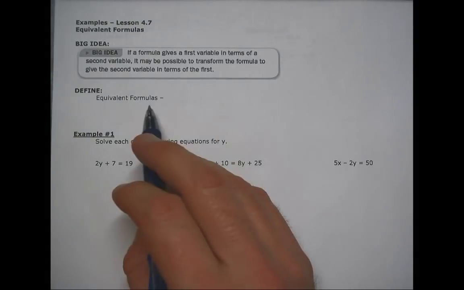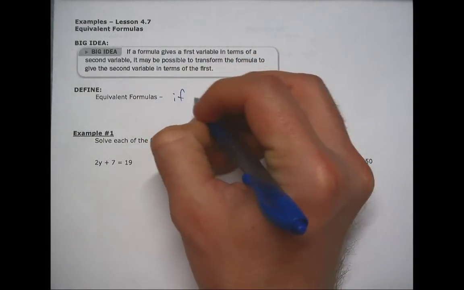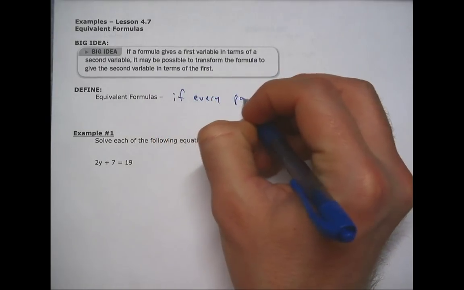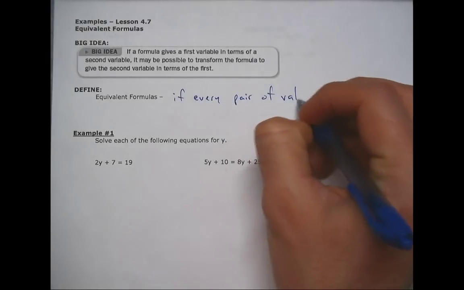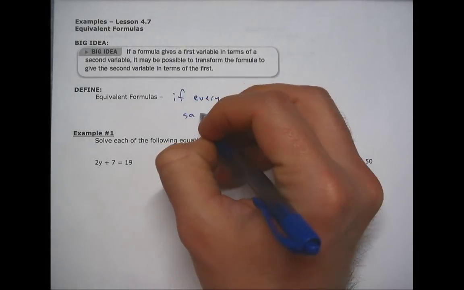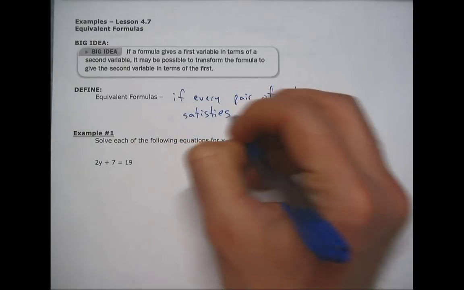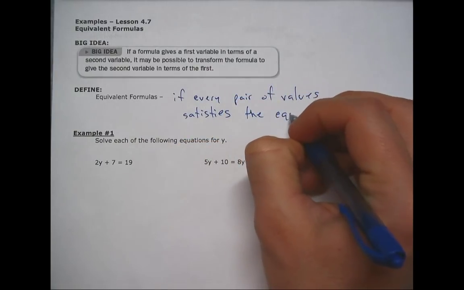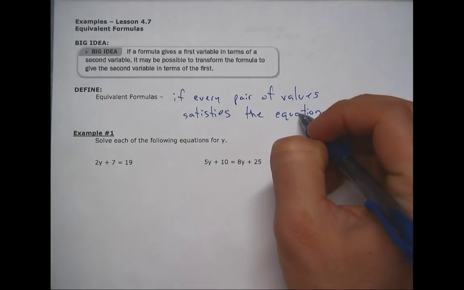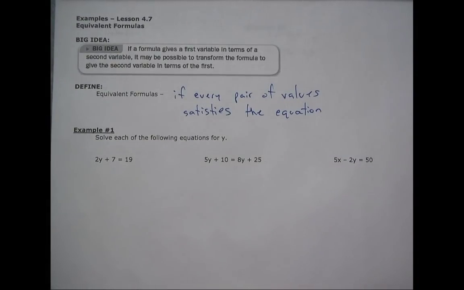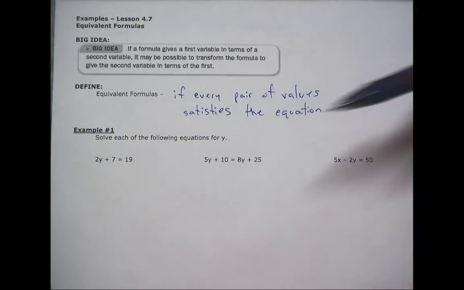So starting off with our definition, equivalent formulas. We can say formulas are equivalent if every pair of values satisfies the equation. Now when we say every pair of values, we're talking about coordinates, our x, y. If we plug in any combination of x and y into different formulas, they're still going to give us the same answer.